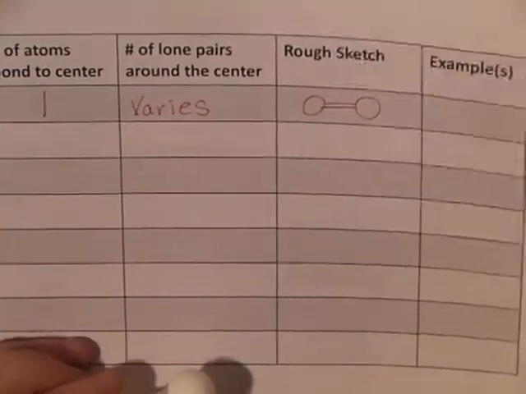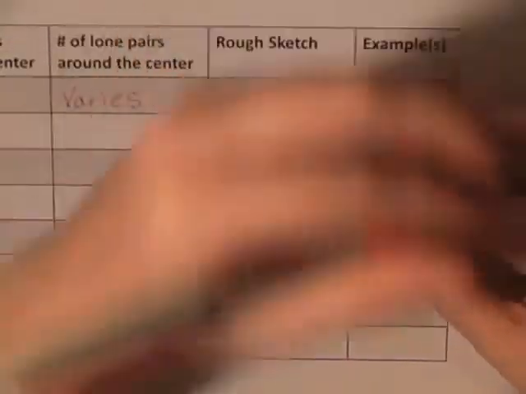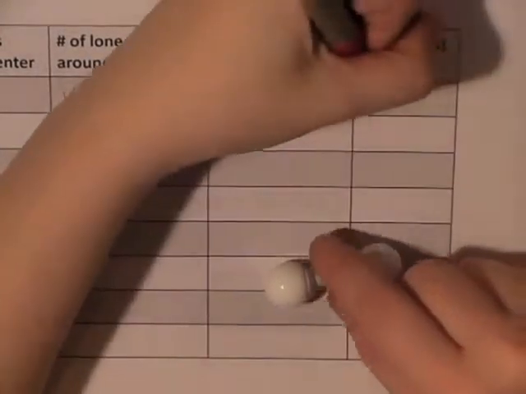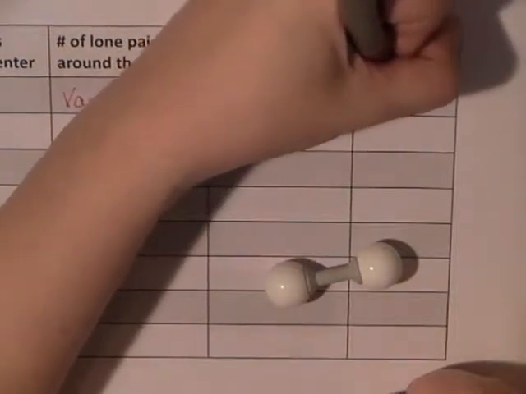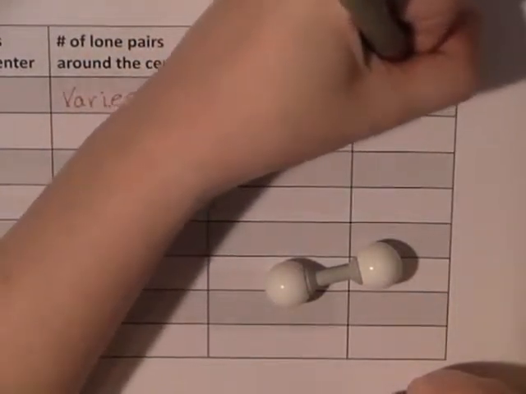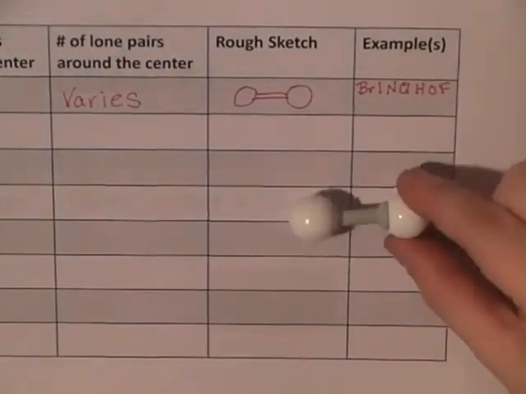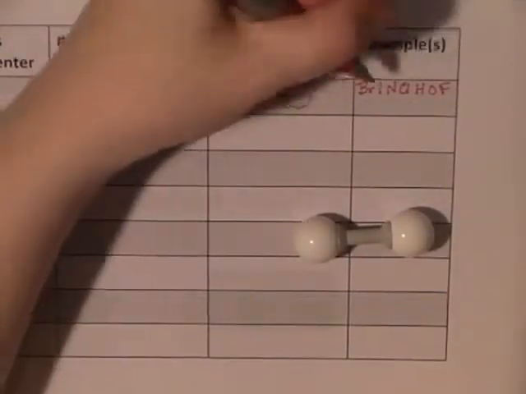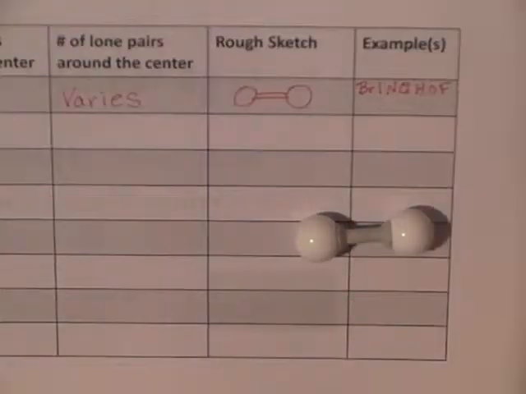All right, and then some examples. I'll put more than one for the example box. A couple of things. All of our diatomic molecules will have this shape. Actually, let's go ahead. I've never done this before, but I'm going to have you write in Brinkelhoff. All of the elements in Brinkelhoff represent this shape. So it would be Br2, I2, N2, Cl2, H2, O2, and F2. All of them would have this shape.